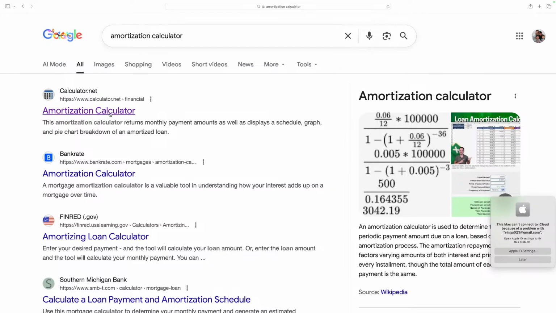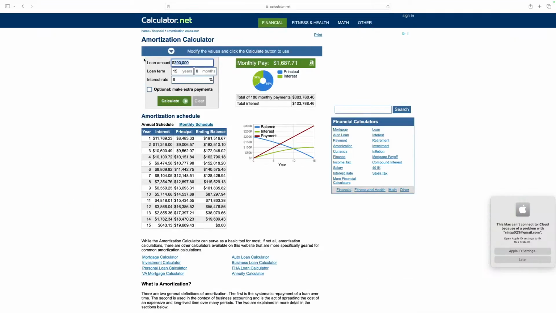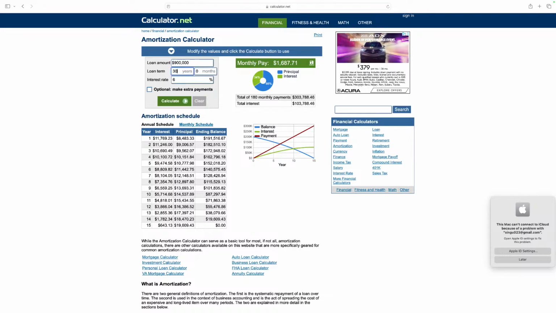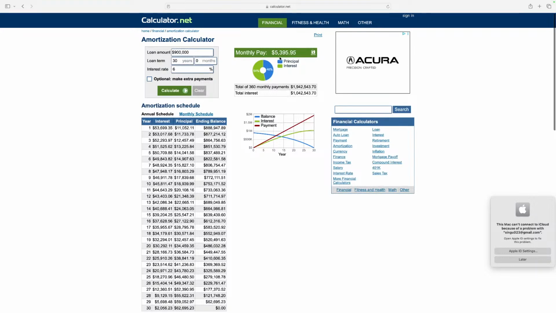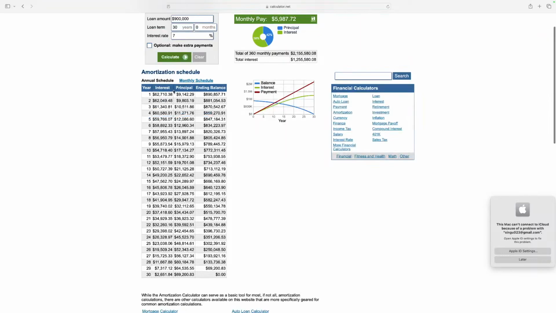This is an amortization calculator. This is something that you'll use in the future. Say it was $900,000, and it's a 30-year payment. Just look at 6%. So calculate. At 6% you are paying monthly about 5,395. By the end of the 30 years, you pay almost double. But if it's 7%, it's going to be 5,900. So just 1%.